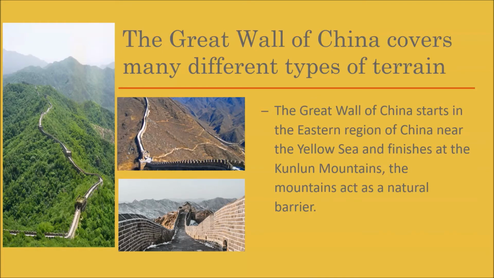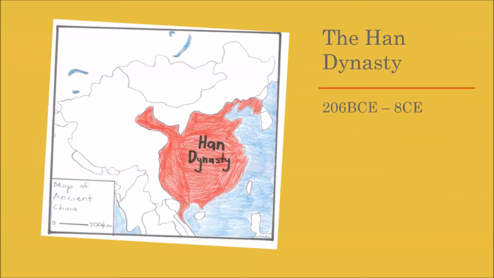So the Great Wall of China starts in the eastern region of China near the Yellow Sea and finishes in the Kunlun Mountains. The mountains act as a natural barrier. So really the Chinese connected up the Great Wall to the mountains, because the mountains were like a Great Wall that was already there. They just finished it off by making most of that barrier.